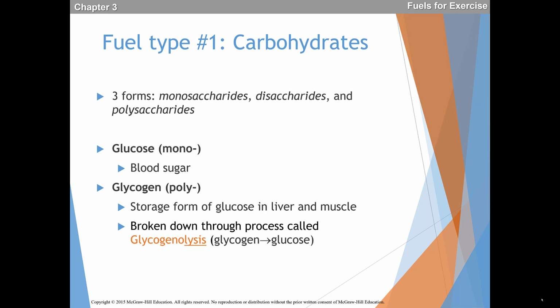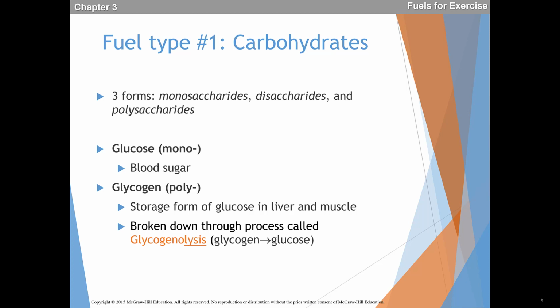For the first fuel type, carbohydrates, you should know that carbohydrates tend to be categorized into three different groups. We have monosaccharides, which are just single sugar residues floating around all by themselves in the body. We also have disaccharides, which are two sugar residues stuck to each other. And then we have polysaccharides, which are three or more sugar residues stuck to one another. In this class, we'll focus on glucose, which is a monosaccharide, and we'll also discuss glycogen pretty extensively. Glycogen is an example of a polysaccharide.